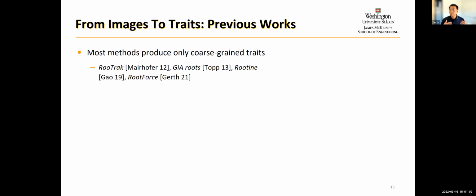You can make some errors, you can miss some parts, and you can incorrectly merge some roots together, because the overall volume does not change much when you make small mistakes in the initial processing steps. However, if you want to dig into the fine-grained traits, you would need a much more careful processing stage to give you those fine-level traits.